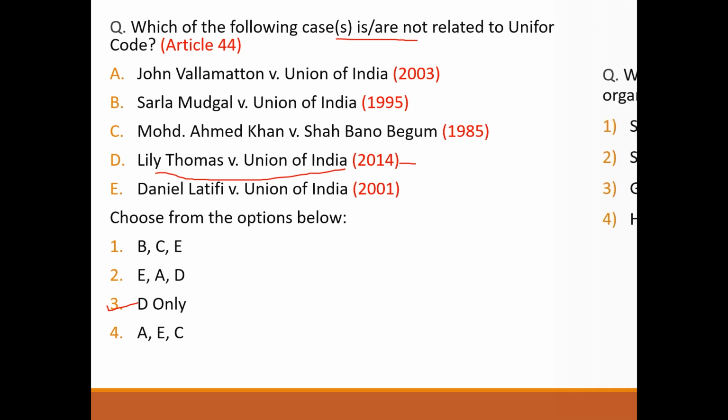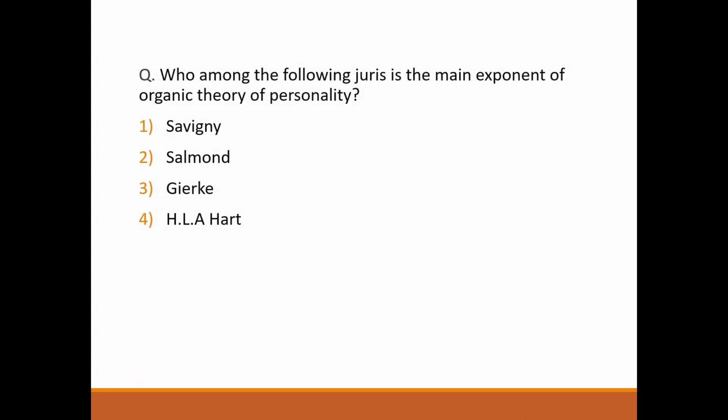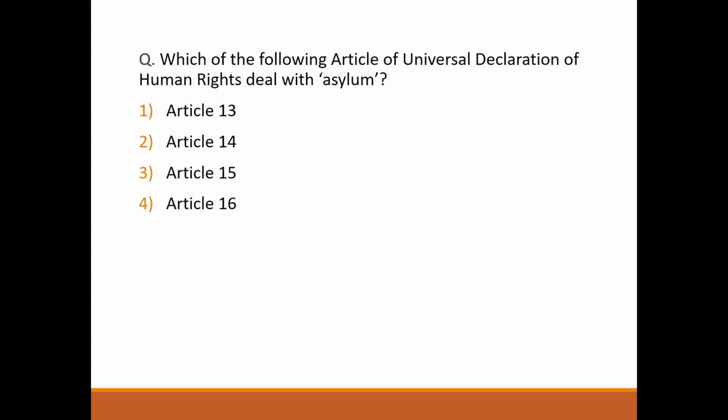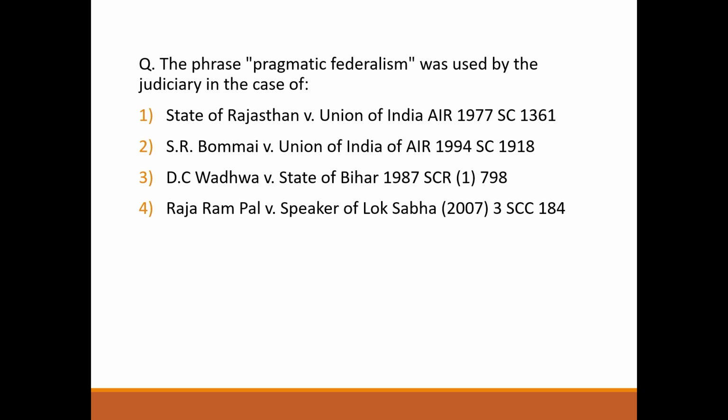नेक्स्ट क्वेश्चन। Who among the following jurists is the main exponent of organic theory of personality? It's option number 3, Gierke. Next question. Which of the following articles of Universal Declaration of Human Rights deals with asylum? It's option number 2, Article 14. Next question. The phrase pragmatic federalism was used by judiciary in the case of option number 2, S.R. Bommai versus Union of India.